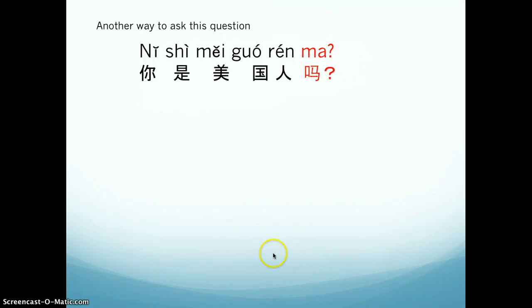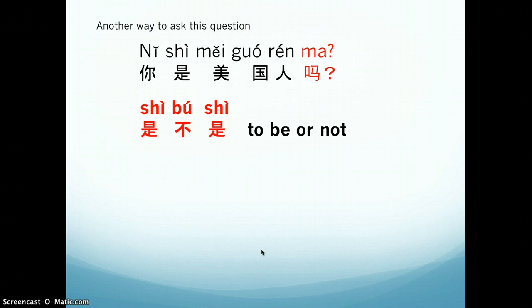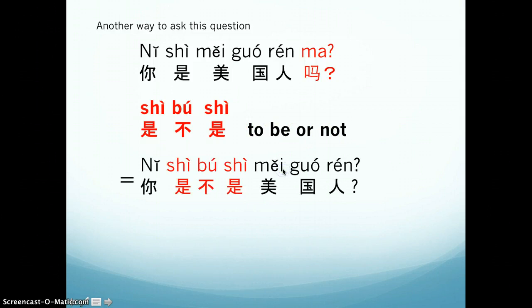Okay, today we're going to learn another way to ask this question. 你是美国人吗? We have already learned this. And then we're going to learn another structure, the 是不是 structure. Just make sure you read it several times by yourself. 是不是, 是不是, until you are familiar with it. So it means to be or not. To be or not.